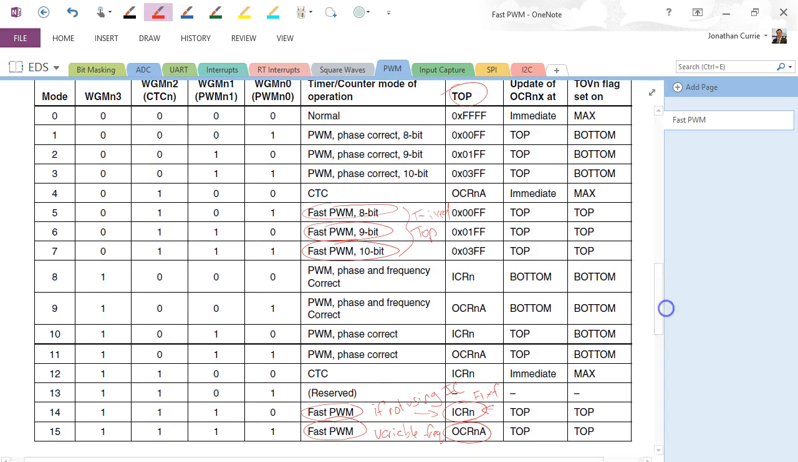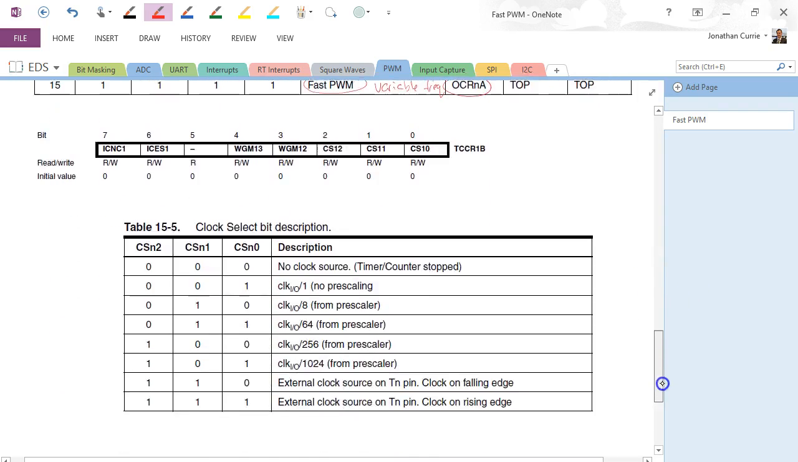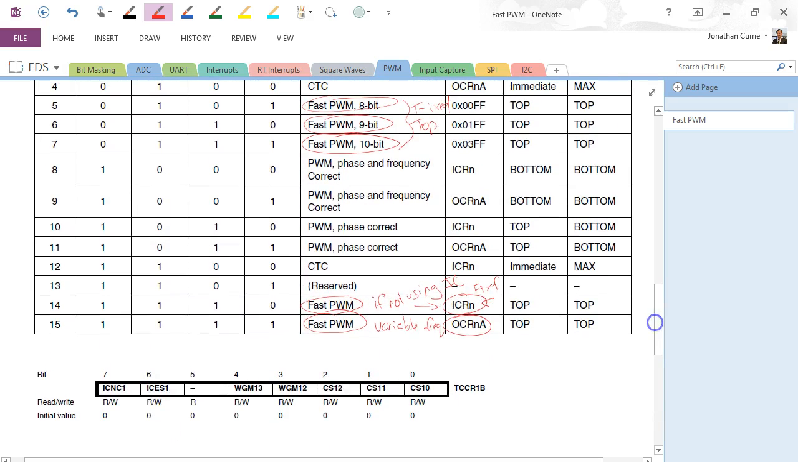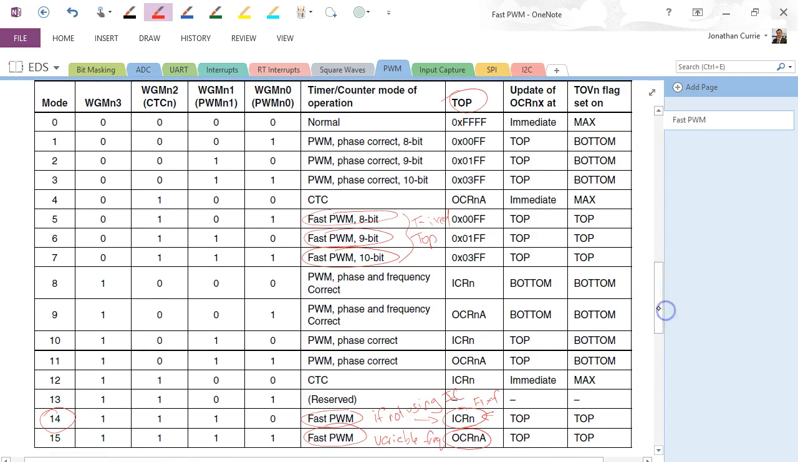So for us, I'm going to use an example where we want to generate a 25 kilohertz signal. Now if we were to substitute these values in, 8, 9 or 10-bit, we'd find that we wouldn't get exactly that frequency with the prescalers. So the way we're going to get around that is by using this mode 14, where we use the ICRn value as our top value.